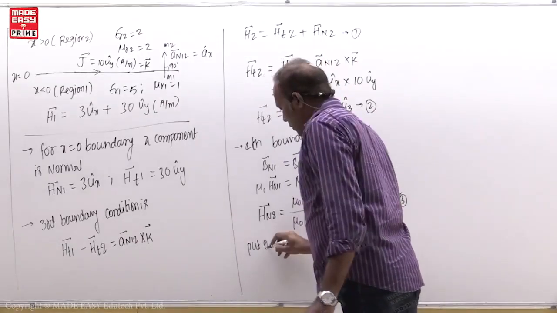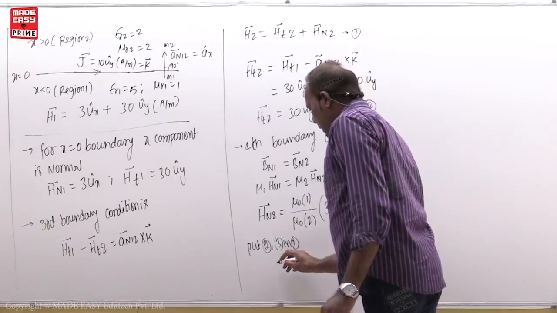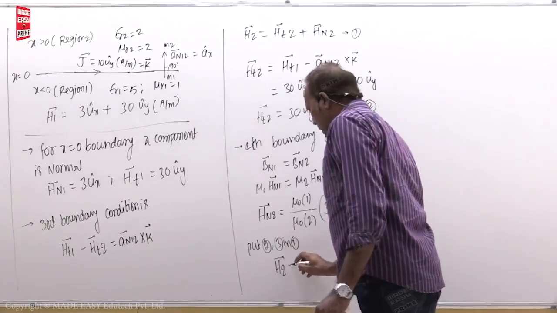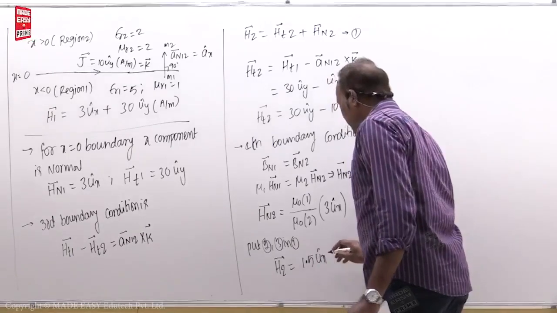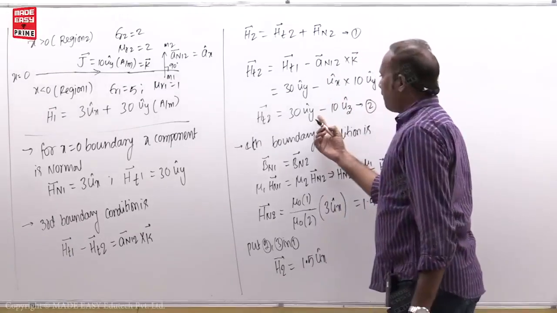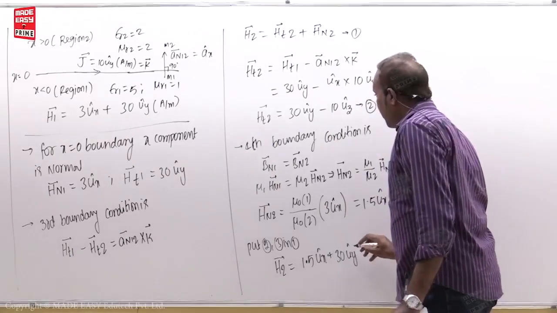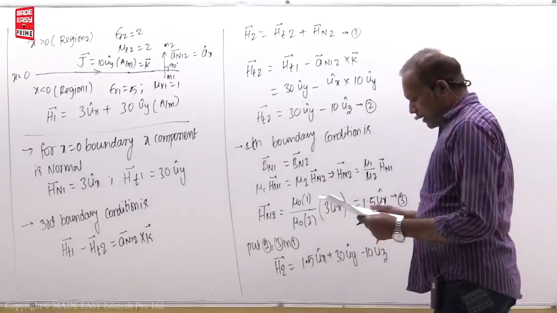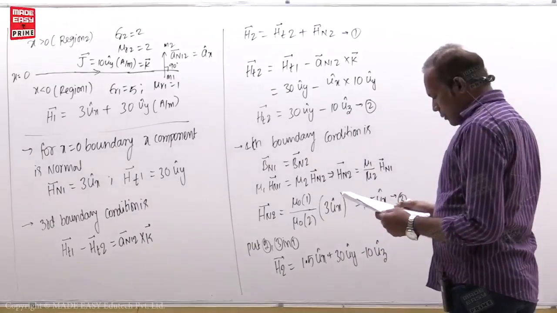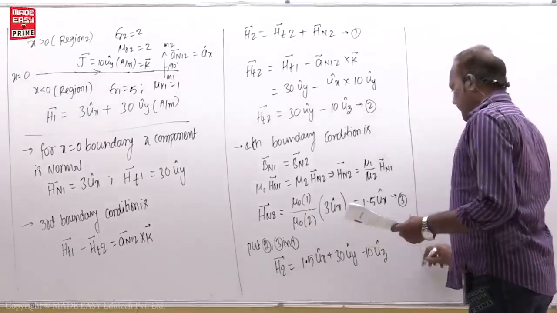Put equations 2 and 3 in equation number 1. Then you get h2 bar is equal to 1.5 ux cap plus 30 times uy cap minus 10 uz cap. So this is the answer. Now it is in option A. So option A is correct for this. Okay.